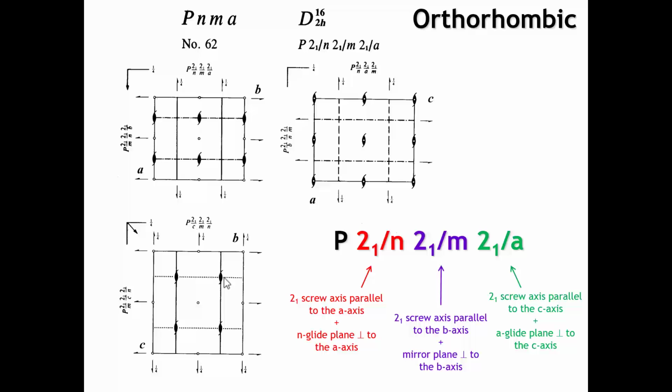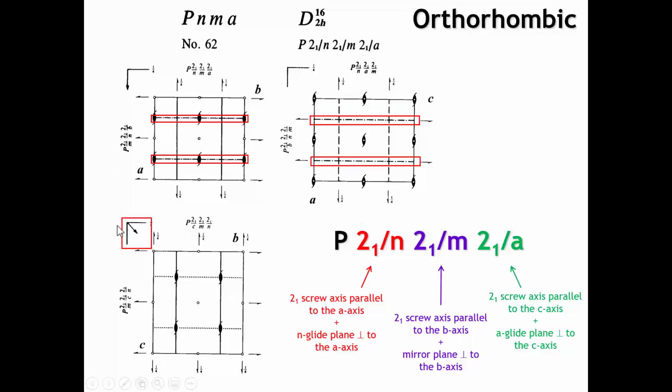But what about the N glide plane? Where is the N glide? Well, it's going to be perpendicular to A, and so here we see a glide plane perpendicular to A. And in this drawing, which shows the projection in the AC plane, here is that same glide plane also perpendicular to A. The dash dot symbol means it's an N glide.